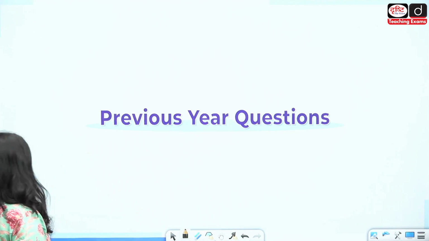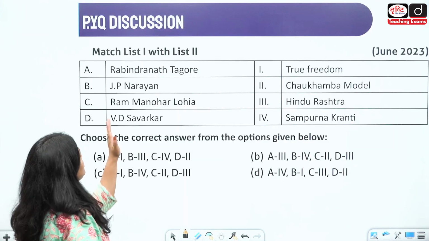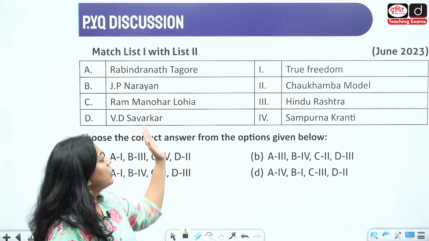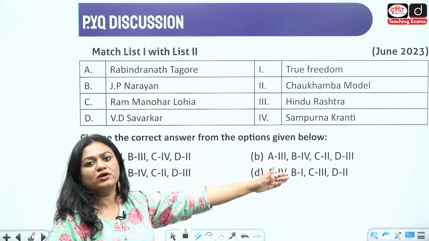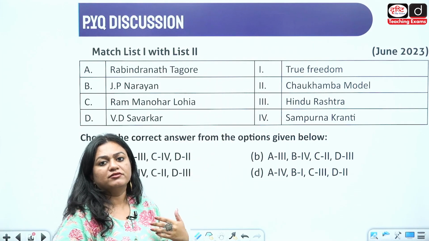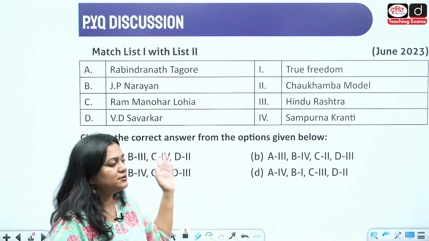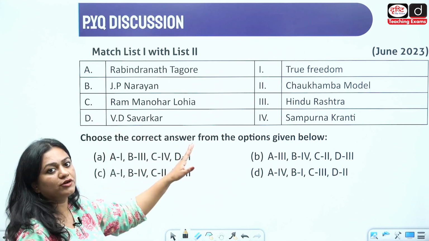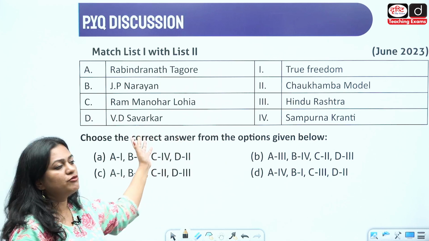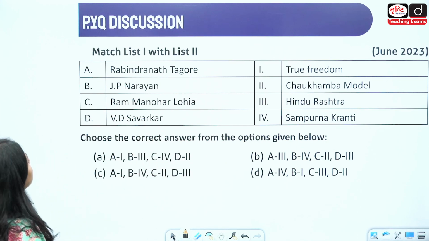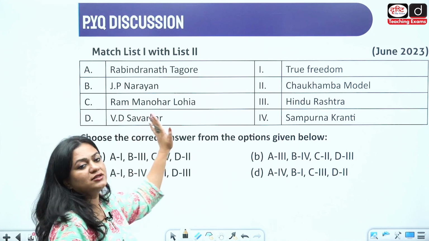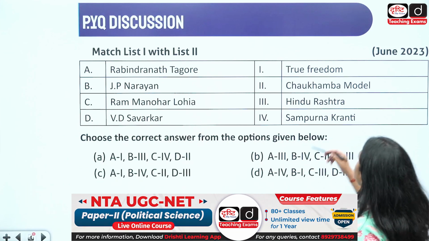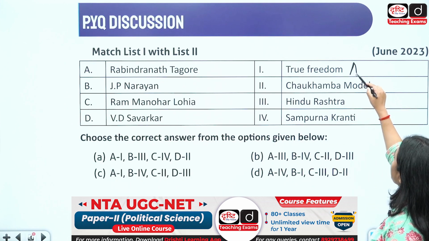So let's start with our first question. Here you can see that a list of thinkers is given, and on the other side a list of concepts, or the ideas given by the principal thinkers. We have to find who said what, or which thinker the ideas belong to. The first option is Rabindranath Tagore. He is associated with the idea of true freedom. So A is with 1.